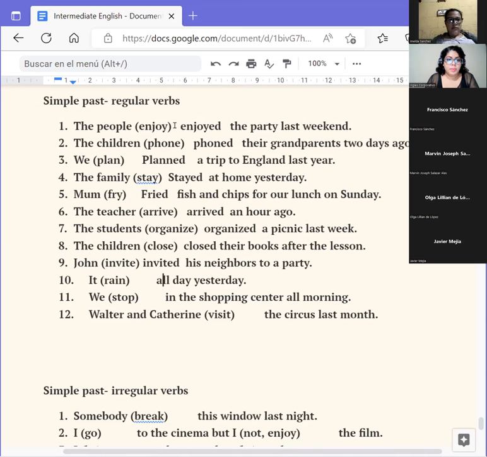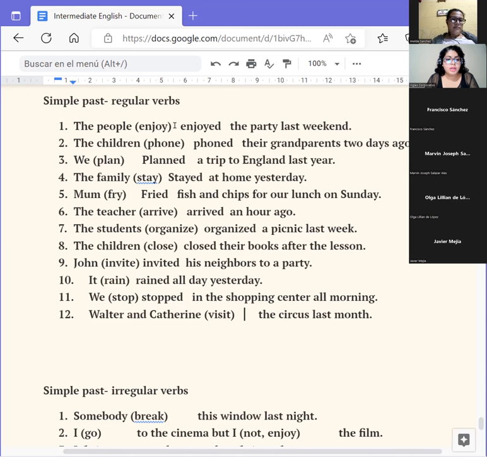Invited. Good. It rain all day yesterday. Rain in past. Rained. Okay. We stop in the shopping center all morning. Stop in past. In this case, are we going to double some consonants or not? Double P. Good.